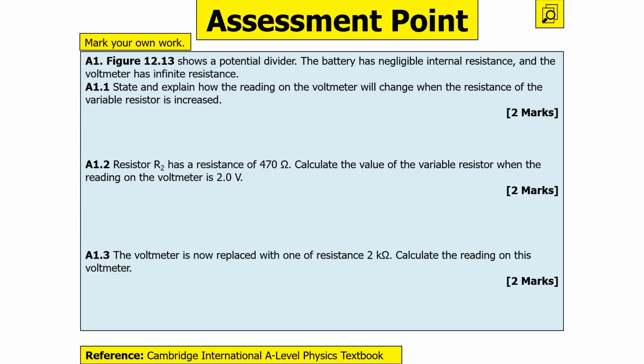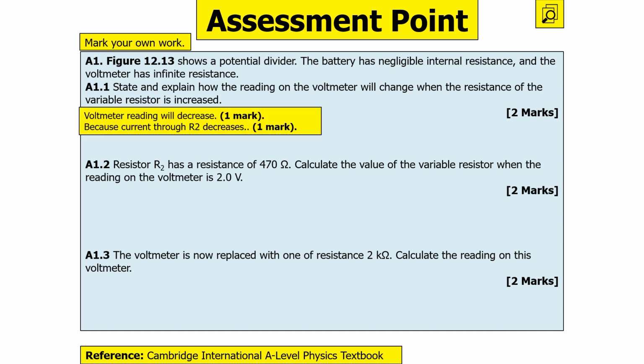Right, so how do you answer this particular question? Well, you'll notice that as the variable resistor is increased, the current through R2 will decrease, because the resistance has gone up, so the current of the circuit will go down. Or you could say, when the resistance of the variable resistor goes up, the variable resistor will take more potential difference because V is directly proportional to R, so the voltmeter, which is measuring the other device, will have less potential difference across it, so its reading will decrease. For this next one, we use the potential divider equation, pop in all the values, and we get 1600 ohms.